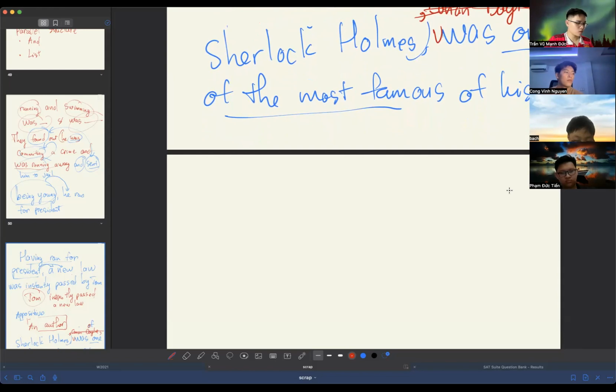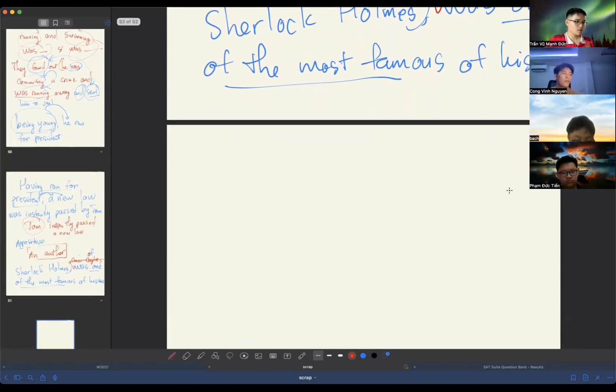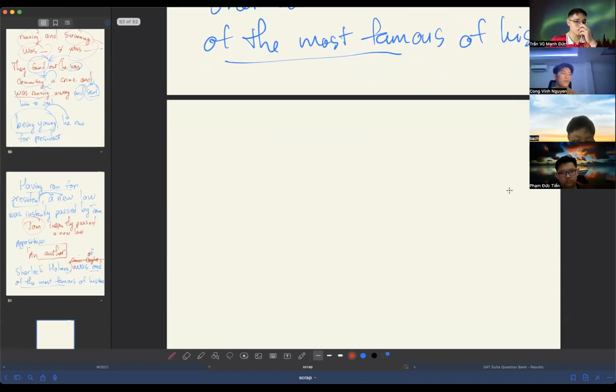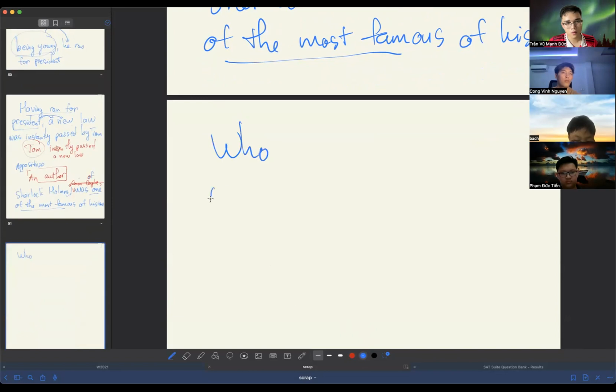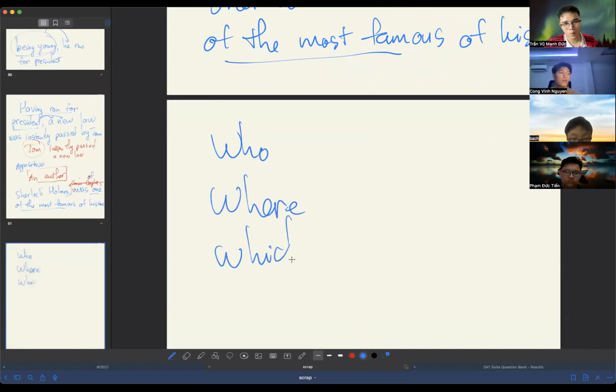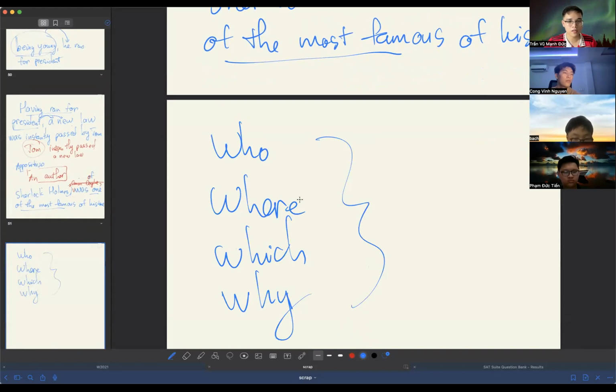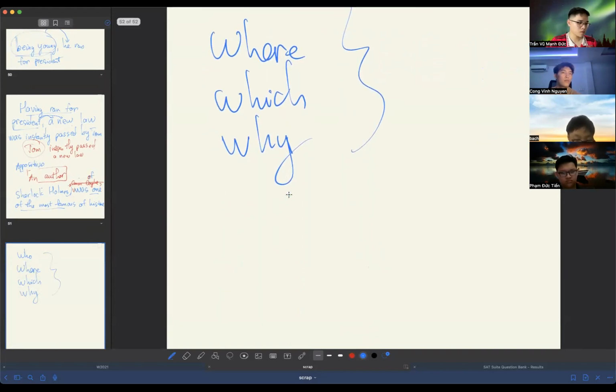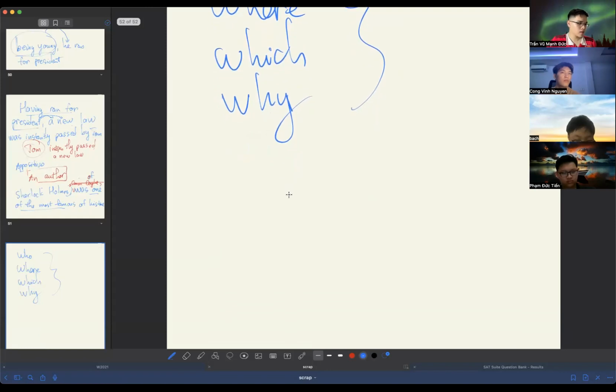Next up, we will talk about relative clauses. It's basically who, where, which, why. This is the relative clause. I'm just mentioning this so that you would know the name in English, so that it will be easier to talk about later on. All right, next up is how to learn new words.